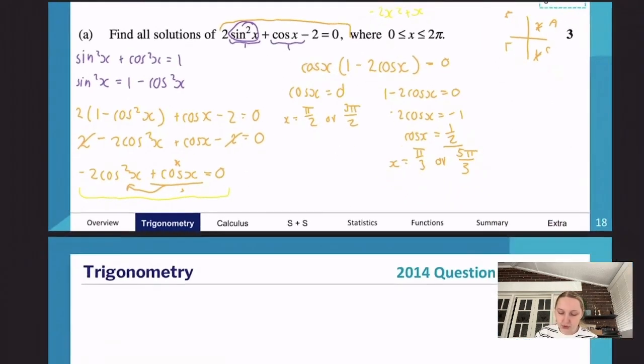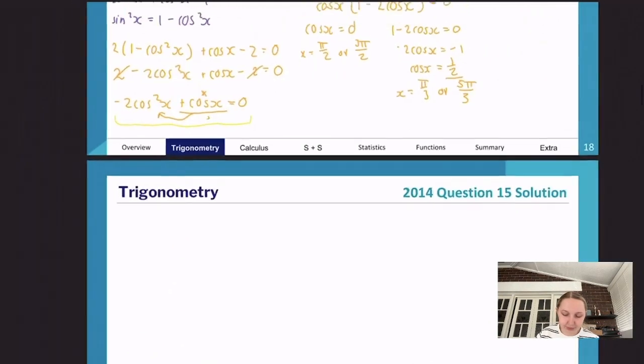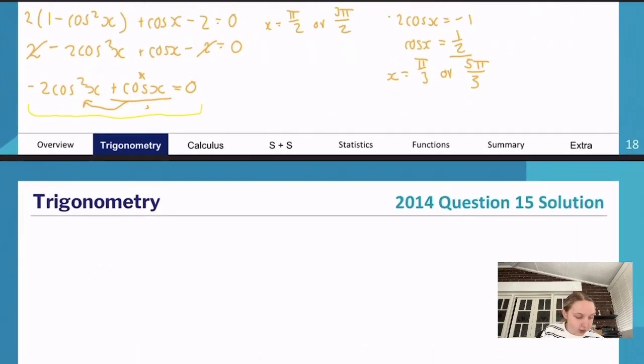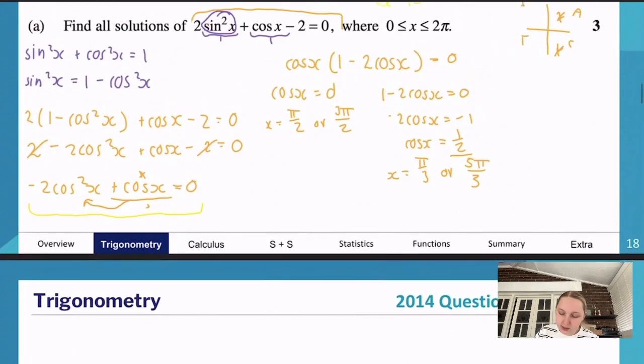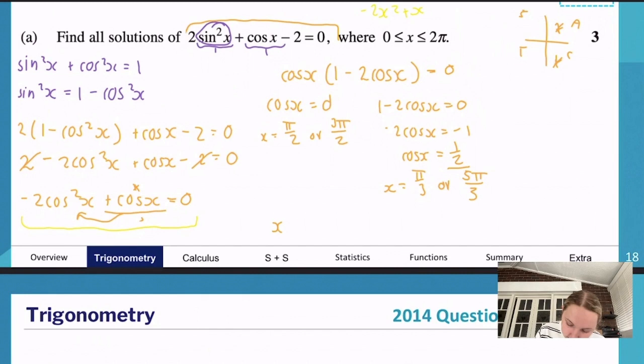Okay, I'm just going to scroll down to the next page so I've got some more room. So then we just have all of our solutions, and what we want to do is order them. Actually, we don't need this much room because we're nearly done. X, therefore, is equal to pi on 3, pi on 2, 3 pi on 2, and 5 pi on 3. And that brings us to the end of that question.